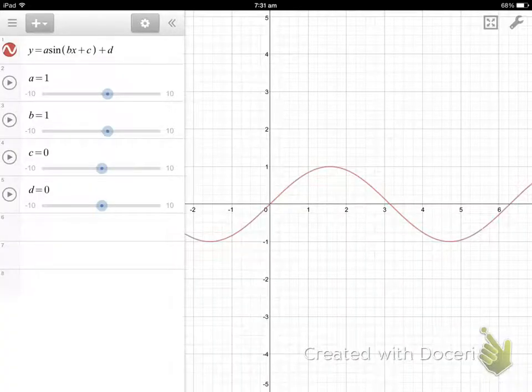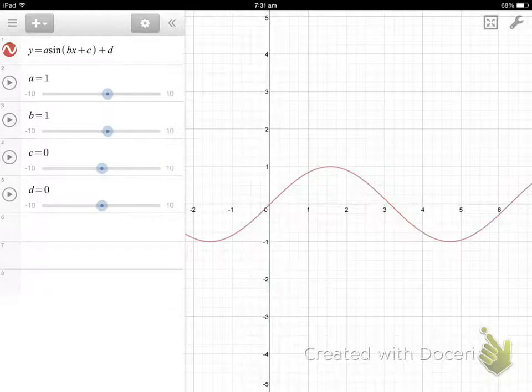Now if you type this in as you see it, there'll be a button underneath the y equals a sine bx plus c plus d, there'll be an a, b, c, d and an all button. Just tap the all button and your screen will look like this. Now, this is a general sine wave.